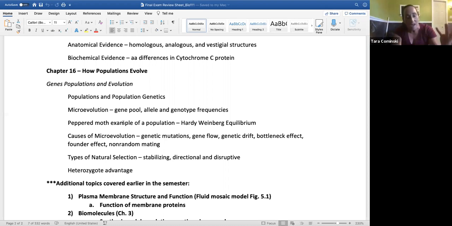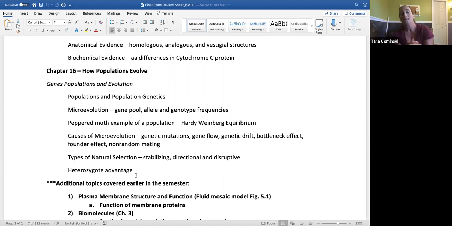All right, and then we talked about causes of microevolution, talked about mutations, right? Things like gene flow, genetic drift, bottleneck, founder effect. You should just be familiar with those things, those types of genetic drift and what have you. Also in that chapter, I talk a little bit about different types of natural selection. There were 3 different types: stabilizing, directional, and disruptive. And then at the end of the chapter, I talked a little bit about something called heterozygote advantage.